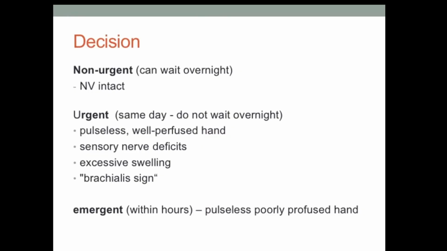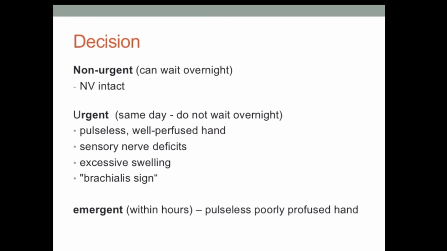On the other end of the spectrum, you have those that clearly need to go to theatre emergently, so as an emergency. And those are children presenting with a pulseless, poorly perfused hand. And so you'd be wanting to book these patients into theatre day or night, giving a vascular surgeon or a plastic surgeon the heads up, as there could well be a brachial artery injury.